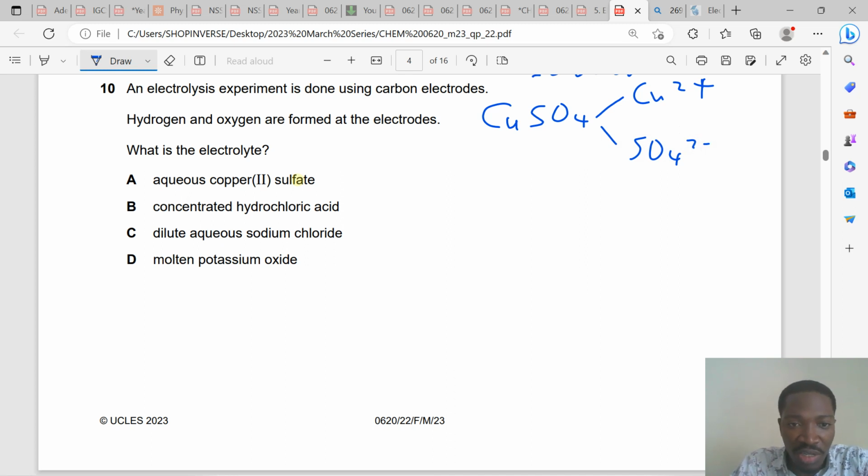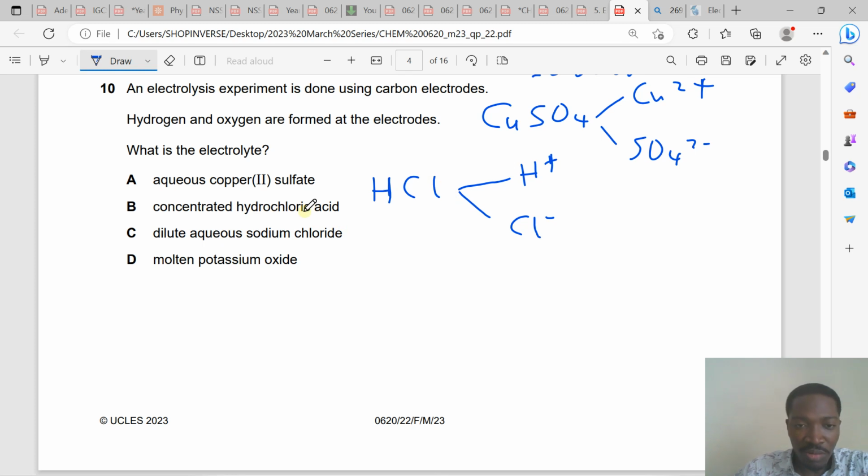Okay, let's take the other one. Concentrated hydrochloric acid. Since it's concentrated hydrochloric acid, the hydrochloric acid will take precedence over the hydrogen and OH- ions. So we just focus only on the hydrogen ion and the chloride ion. We won't concern ourselves with the water that is present.